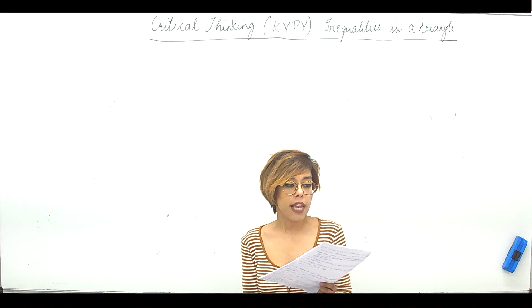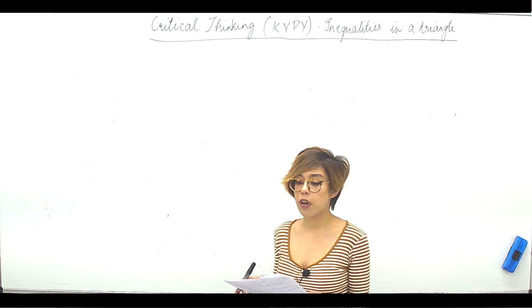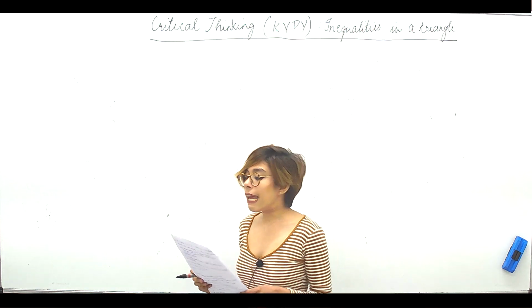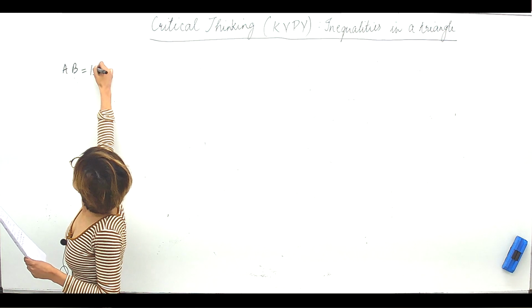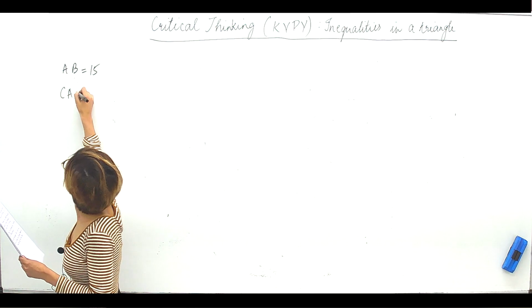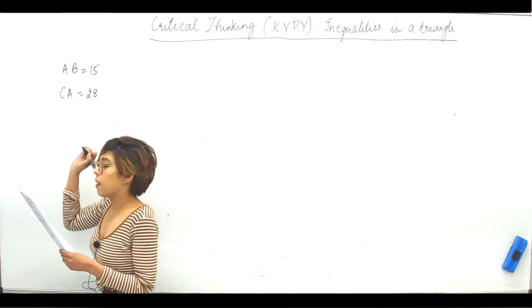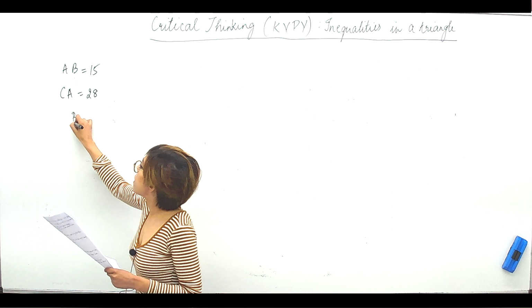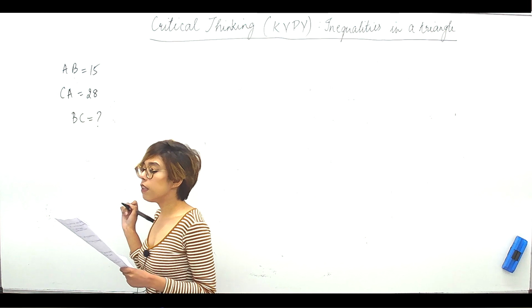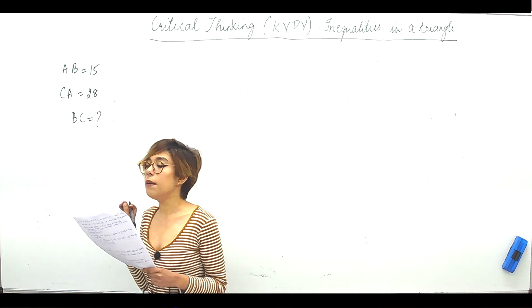In a scalene triangle ABC, with integral sides AB as 15, CA as 28, find the number of possible values of side BC.